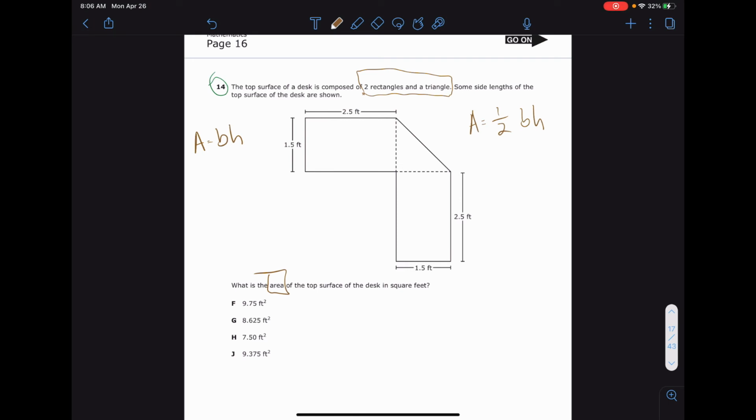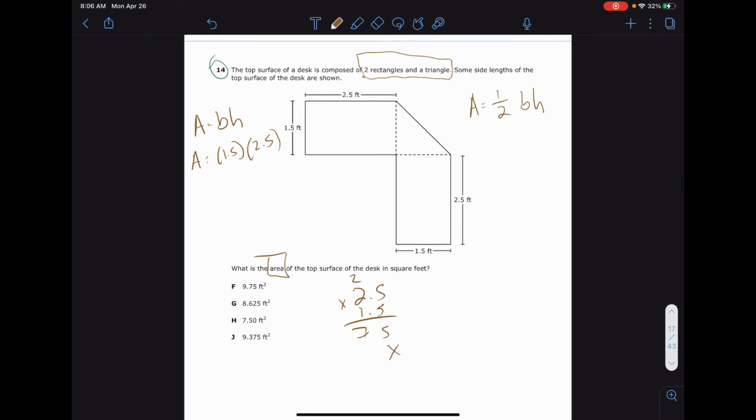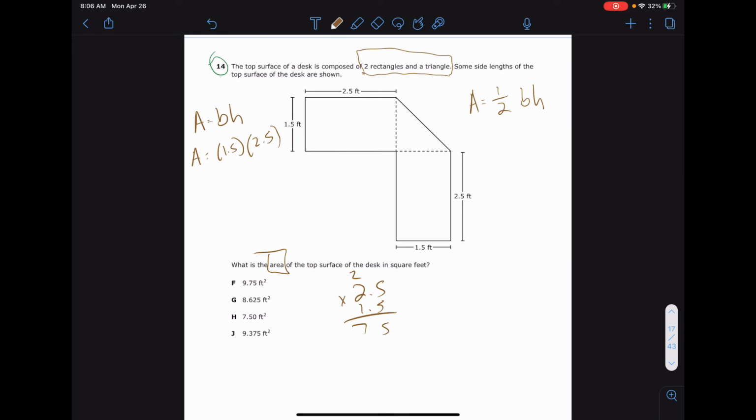So here I have two rectangles, and they are the same. Son iguales. Here I have 1.5, 1.5, 2.5, 2.5. So here, 1.5 times 2.5. Let's multiply. 25, 7. Leave a space. No, not 7. 10 plus 2 is 12. Leave a space. How many are behind the decimal? 1, 2. 1, 2. Area equals 3.75.